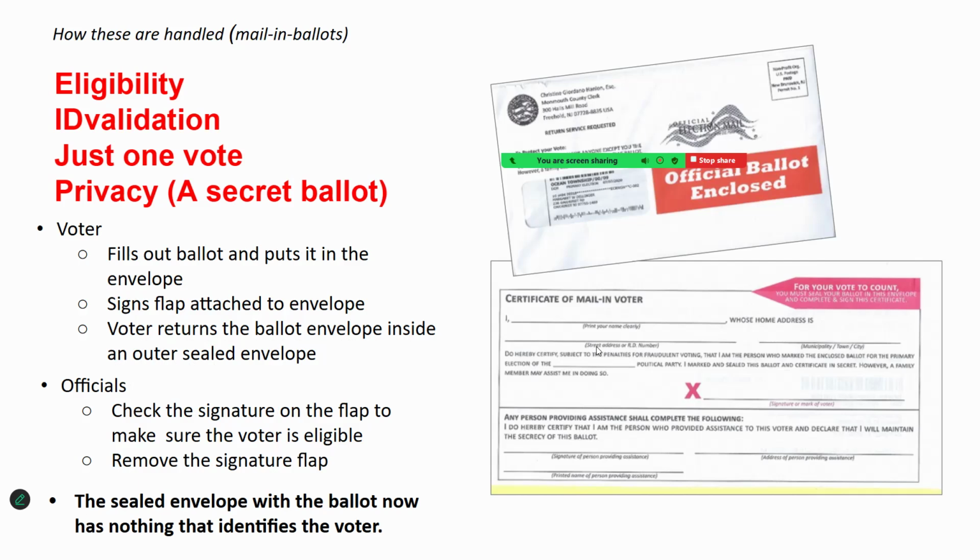Sometimes there are questions about the signature, and when that happens, the ballot is put aside until the Board of Elections checks to see if it's a valid ballot. The flap is not torn off until everything is checked. And then voters can cure, or that means fix, their ballots if there is a question about their signature.